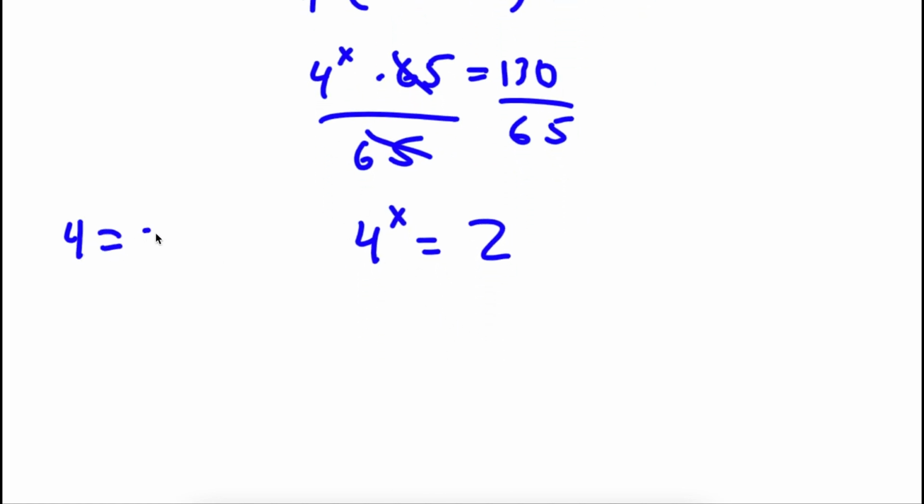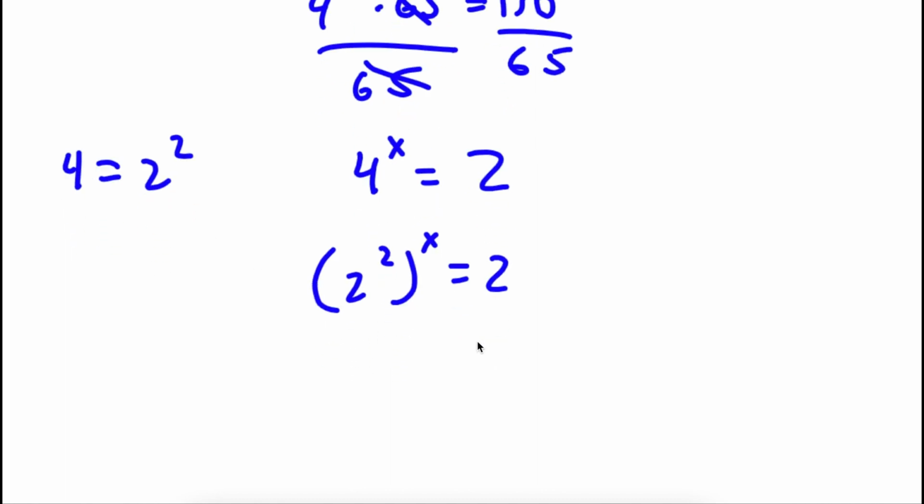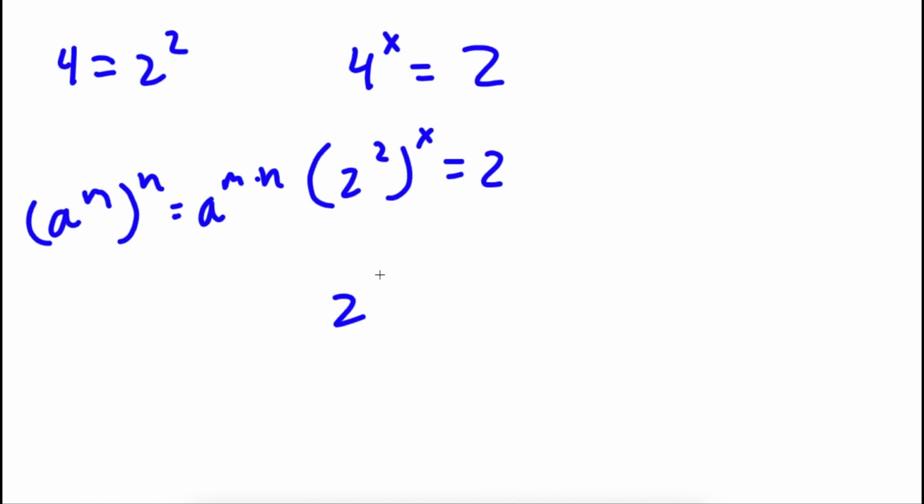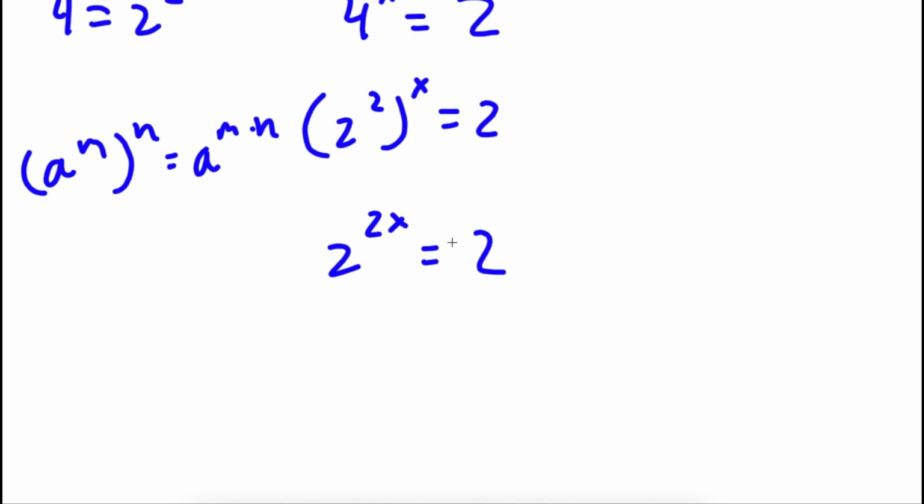Now 4, this is the same thing as 2 squared. So now I have 2 squared to the power of x is equal to 2. And if I have something in the form a to the power of m to the power of n, this is equal to a to the power of m times n. So 2 to the power of 2 to the power of x is going to be 2 to the power of 2x, which is equal to 2.